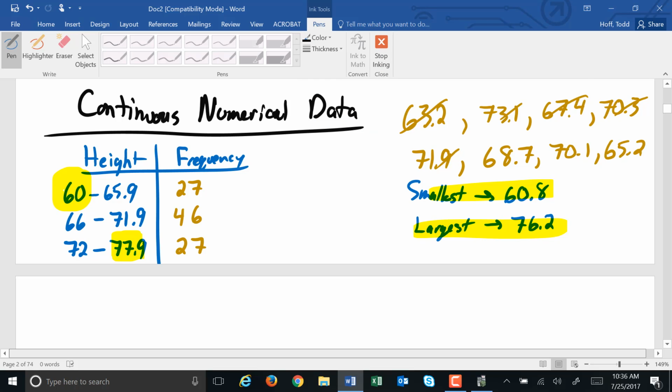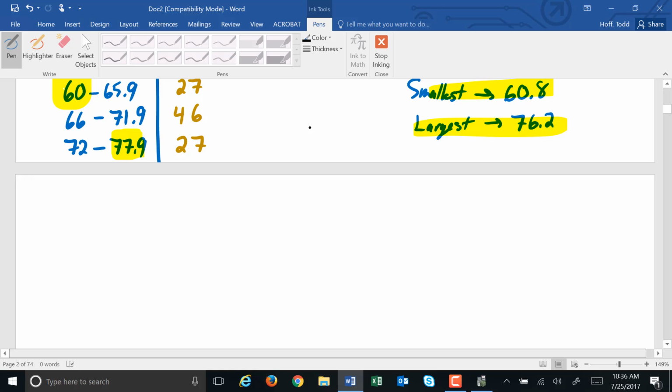So now we're going to organize that frequency table in a histogram. And it's going to look pretty much just like the histogram we made for the discrete data. Only instead of having a single number down on the bottom, we have these ranges.